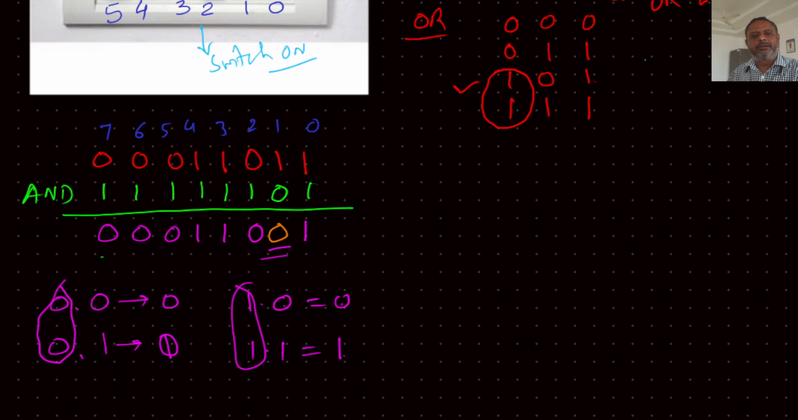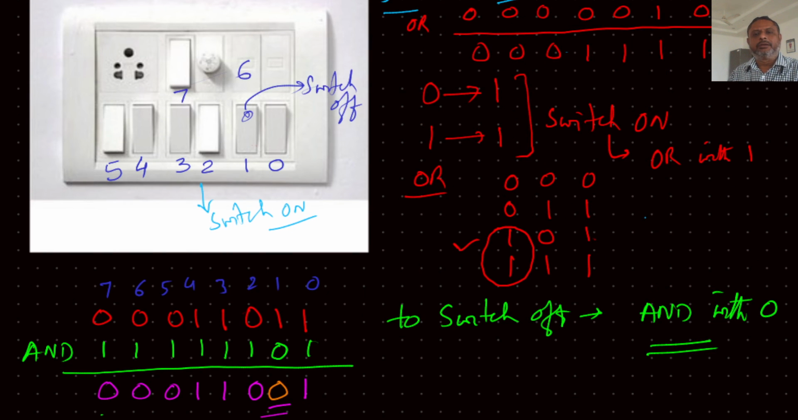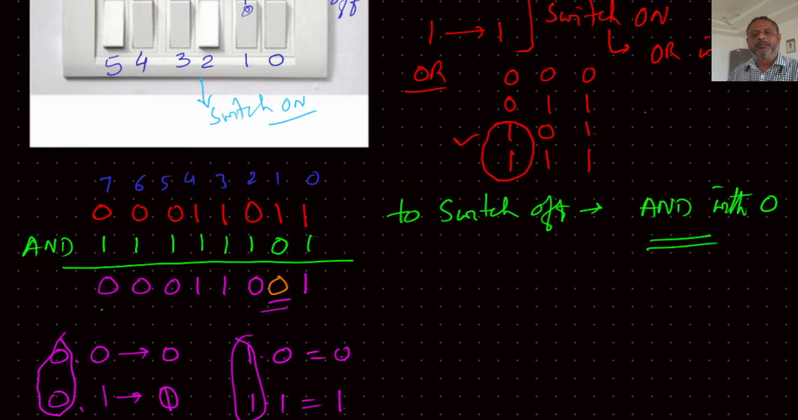So we have maintained that switch 7 is still off, switch 6 still off, switch 5 still off, switch 4 which was on is still on, switch 3 still on, switch 2 was off and is still off, switch 1 which was on we have now forcibly made off, and switch 0 was 1, so it is still in 1 state. So to switch off, what is done is AND with a 0; to switch on, OR with a 1. That's a simpler thing we can make use of.